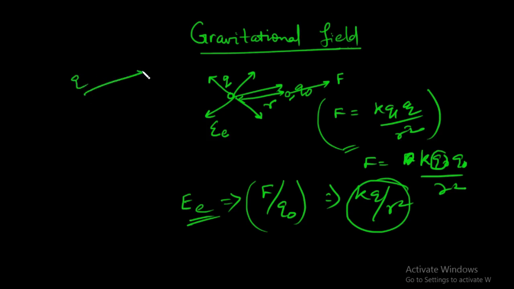So if there is a charge q and we have to calculate the field at point P at a distance r, E at P would be equal to kq by r square. Alright, till this I think you have understood. The same applies with gravitational field.